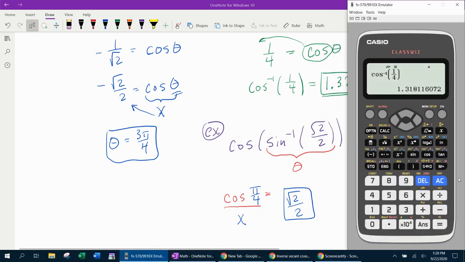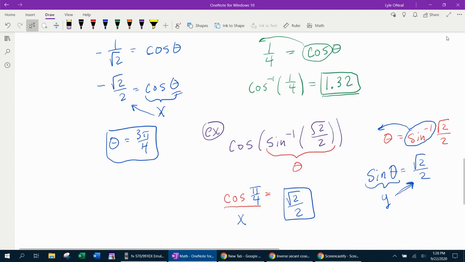We are going to calculate that with the calculator just to verify. So we have the cosine of the inverse sine of square root of 2 over 2, and with our handy dandy Casio, that should verify the answer. Bam, just like that.